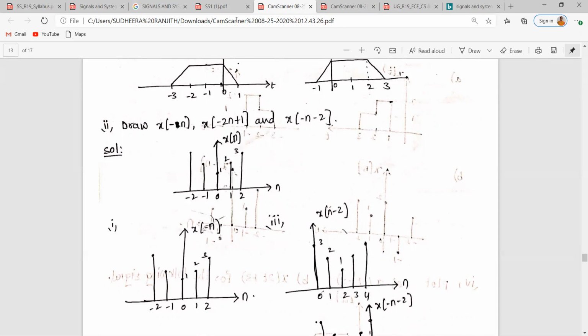So any signal that satisfies this condition, x of minus n is equal to x of n, or x of minus t is equal to x of t, then this signal is called an even signal.